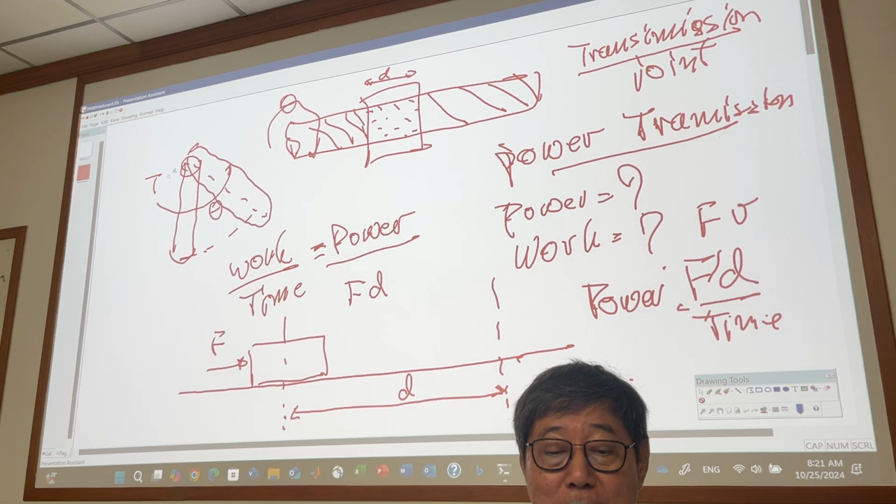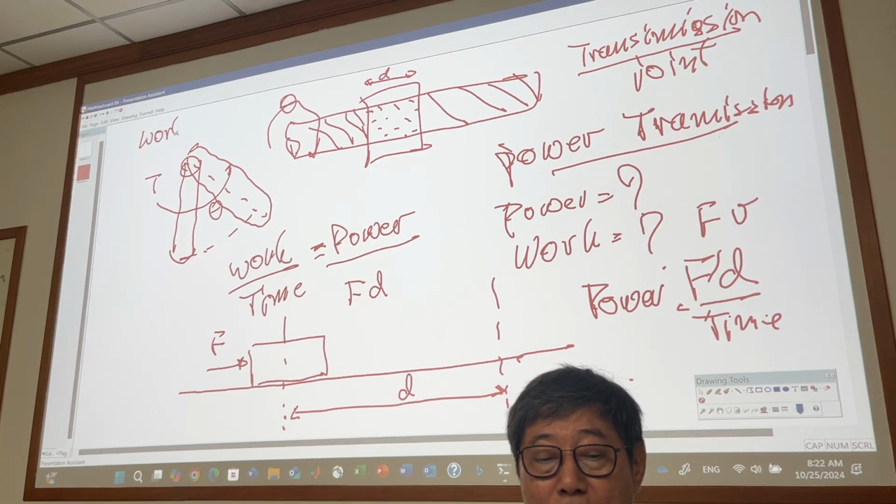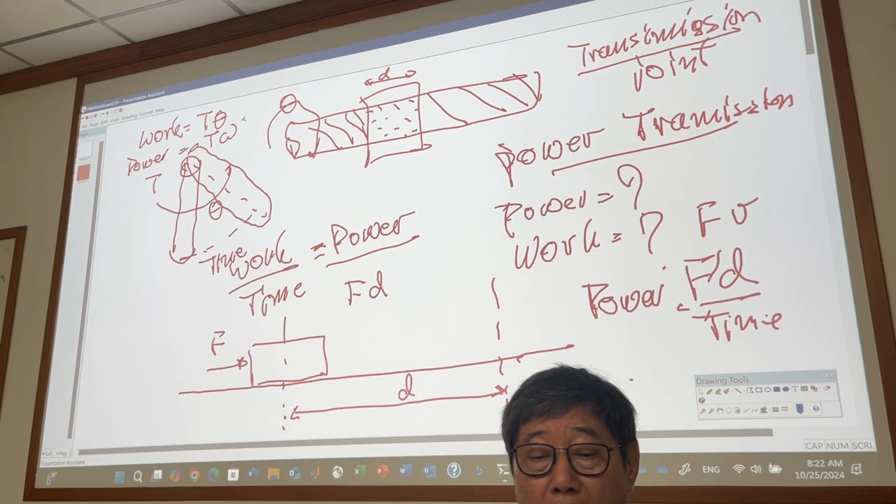If you rotate a single arm, let's say you have torque and theta, work is also torque multiplied by theta. The time used to go from here to here: if you use less time, velocity is high. Power is torque multiplied by omega. This is angular power, and this is linear power.